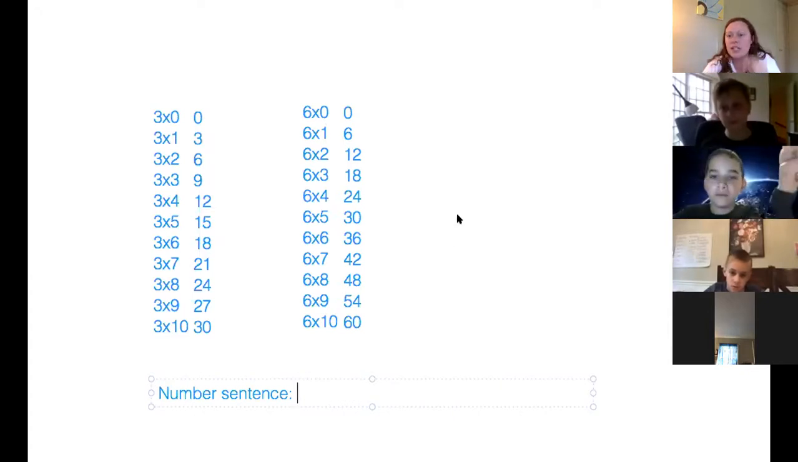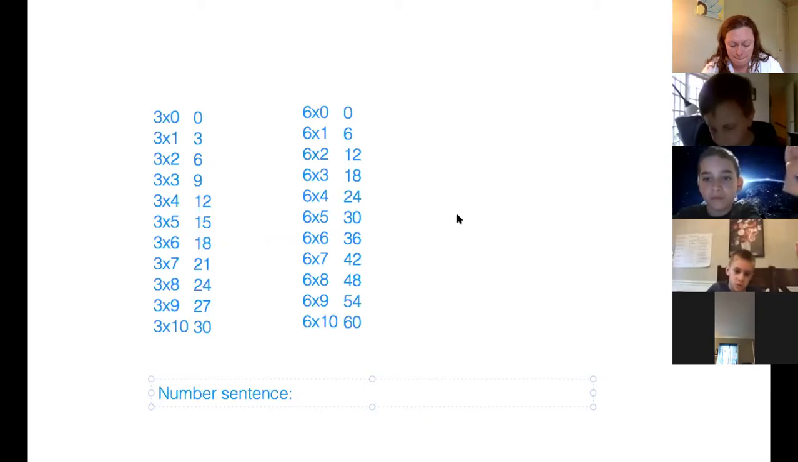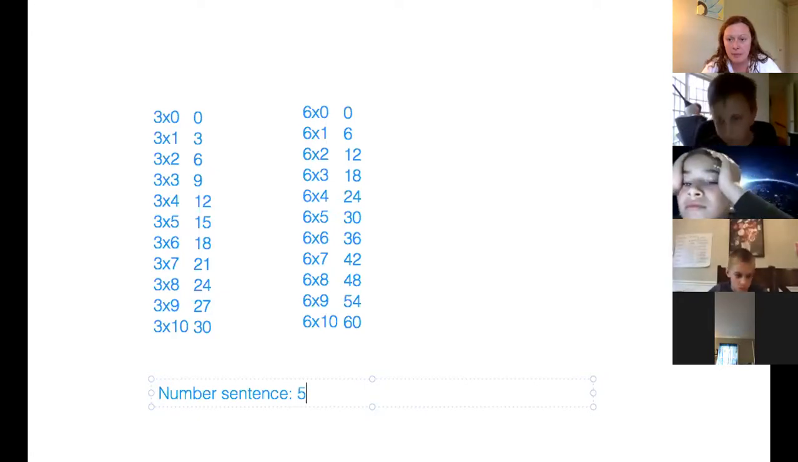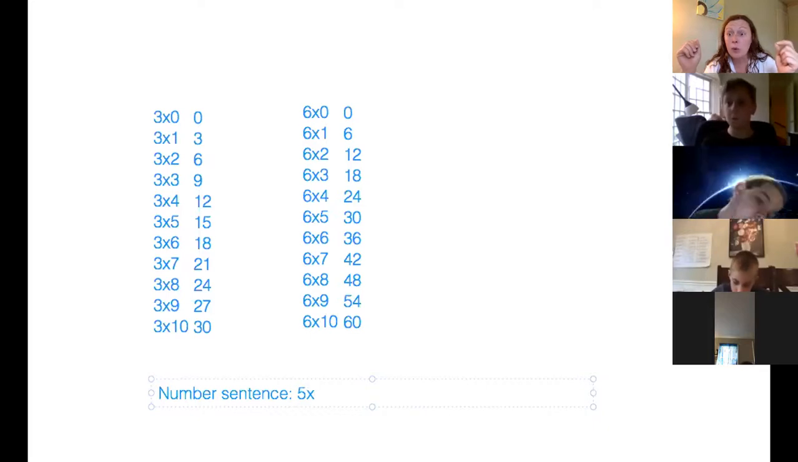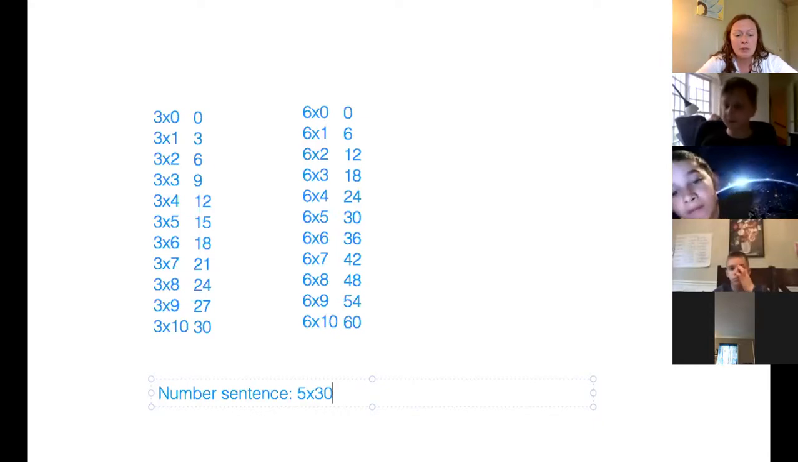TT, what would the number sentence look like? Let's start with how many pencils we have, right? We have 5 of them. And are we going to add, subtract, multiply, or divide? We are going to multiply, because there are 5 pencils and each of them costs 30 cents.